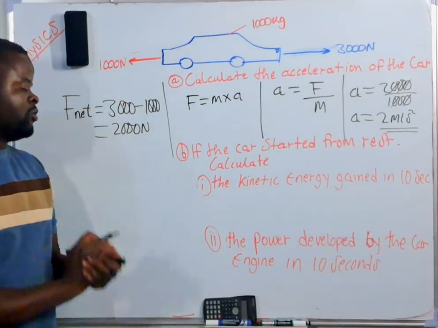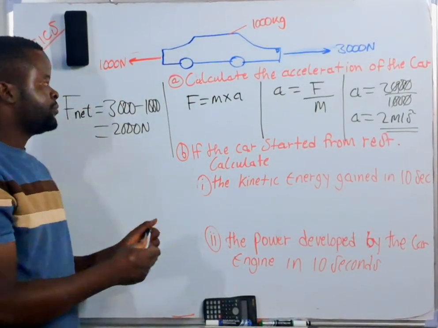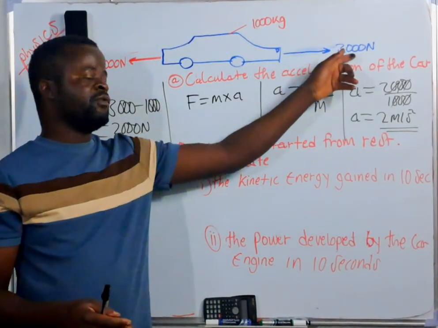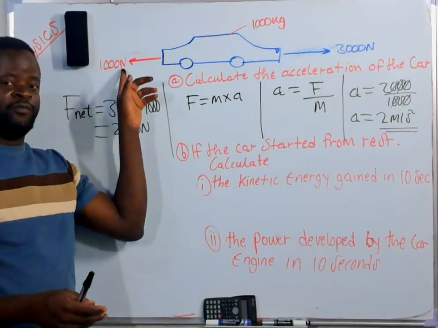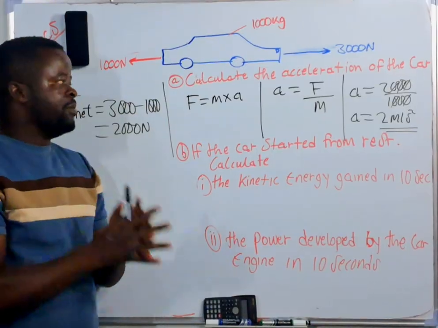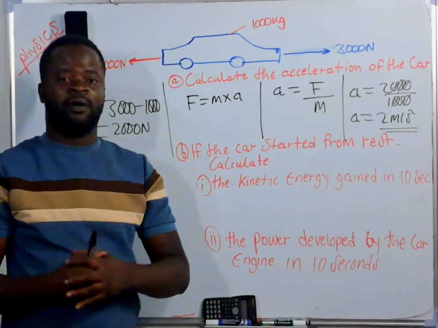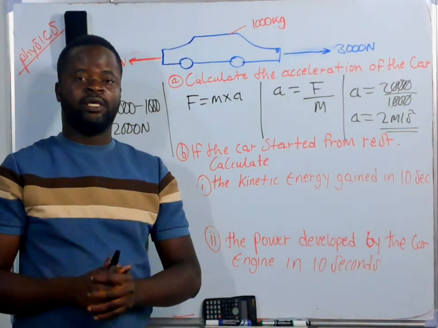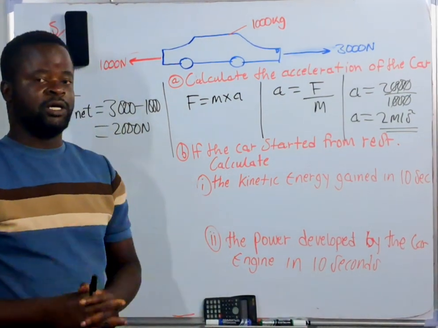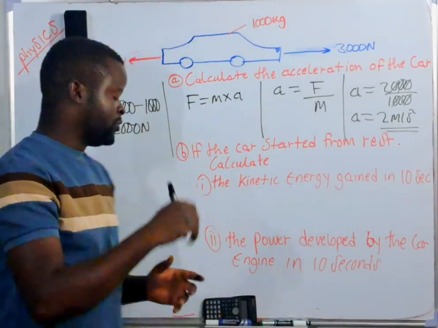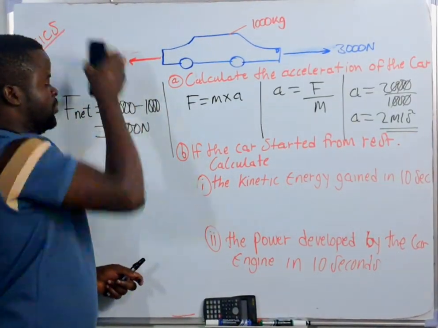Let's go to question B. Remember, you need to find the net force, where you say the driving force minus the opposing force. After you get the force, remember to replace it where there is F, and you divide with a mass of 1,000 kilograms. Therefore, your acceleration is going to be 2 meters per second squared.